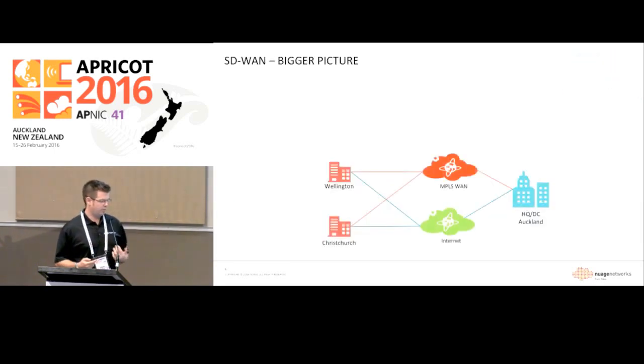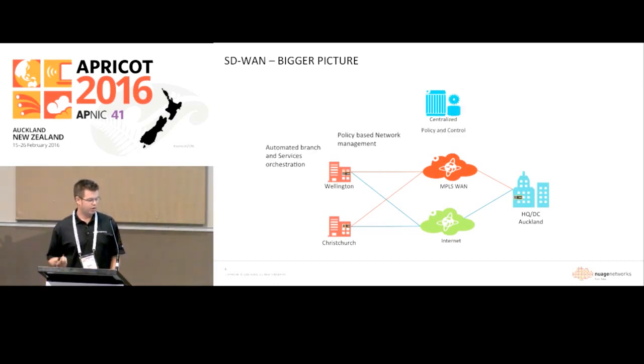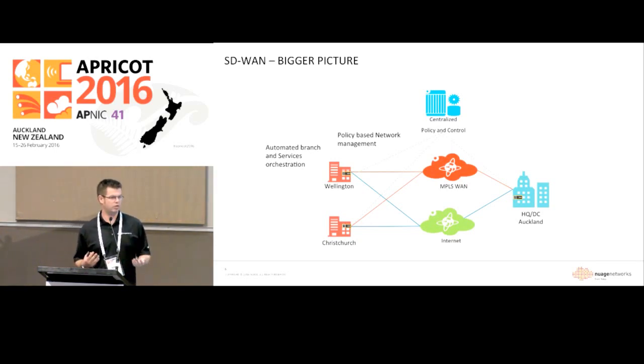So looking at it in a picture format now, I have a traditional network. My headquarters is Auckland, Wellington and Christchurch as my branches. I've connected them to the internet and to a traditional MPLS WAN. What I can do is deploy a centralized policy and control platform. So this would be my SDN controller. That gives me this approach to deploying config.